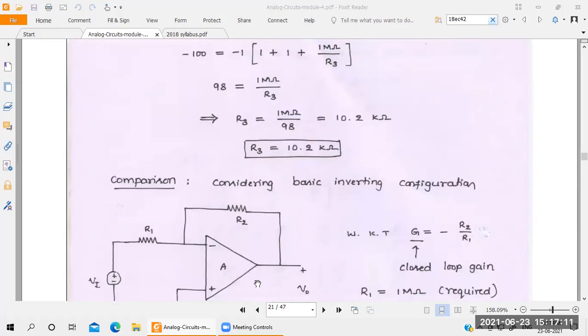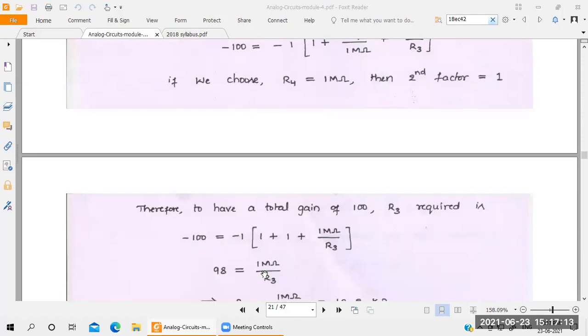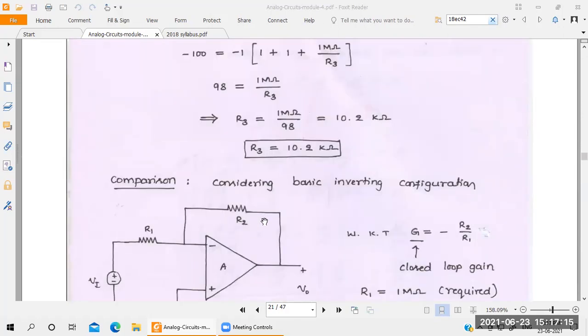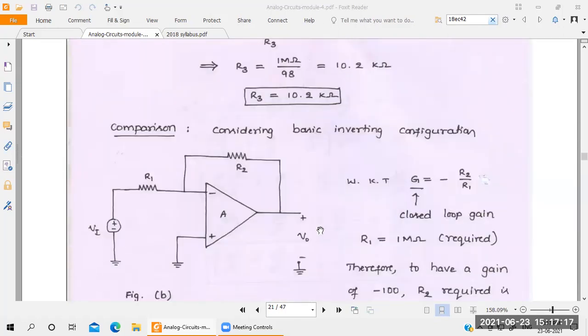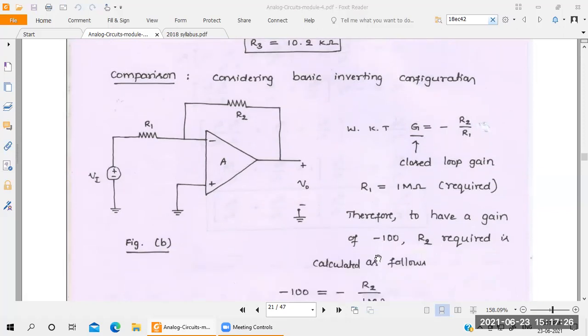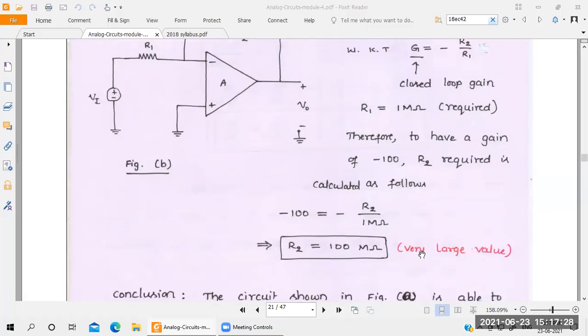Next, we want to take a comparison. In the problem they have given a comparison, right? Consider the basic inverting configuration here. For the inverting configuration, G is equal to what? Minus R2 by R1 for the closed loop. R1 is 1 mega ohm. The gain of the op-amp is 100 here. R2 we want to find out. Substitute here: gain is minus 100, R1 is 1 mega ohm, R2 take outside. So R2 will be 100 mega ohm.